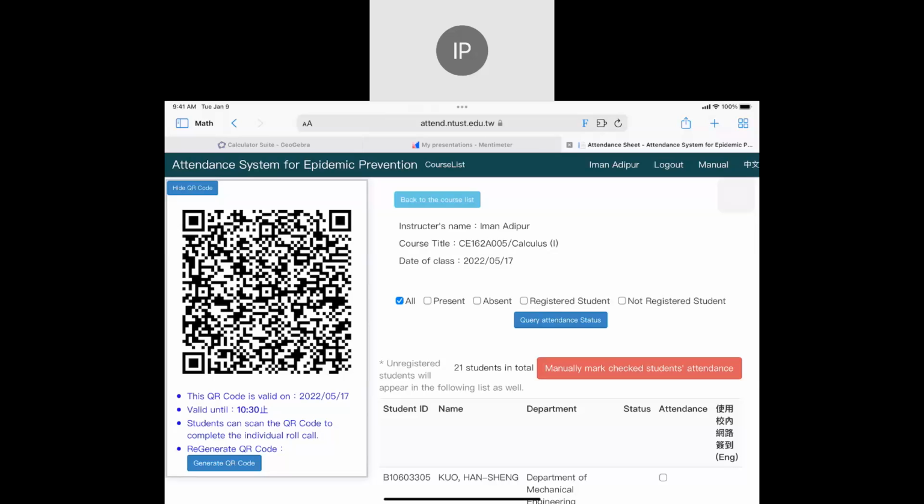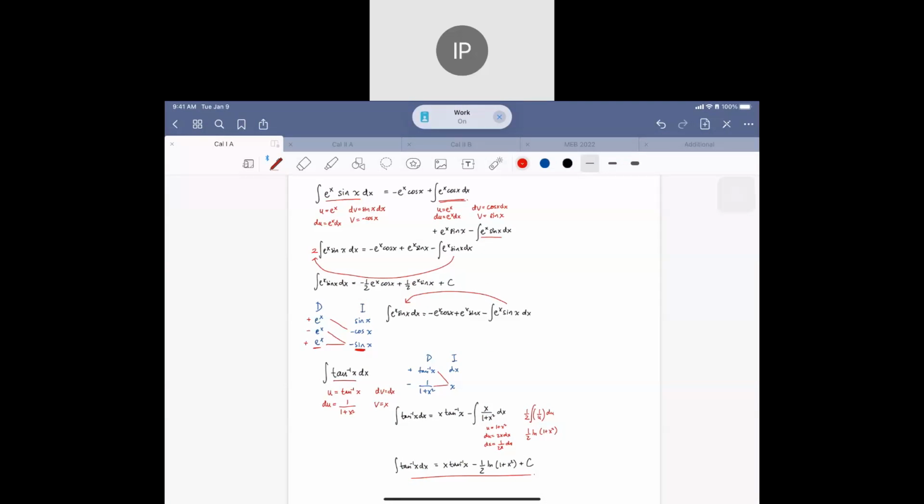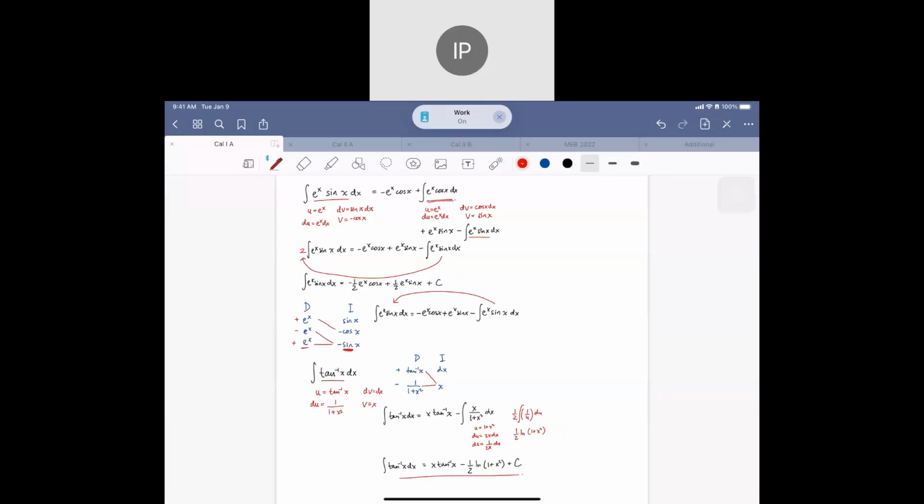Okay. So for today's class, I would like to continue to work on chapter 7. We discussed the integral by parts, right? So we will continue just that. Okay, I will start to open the notes.